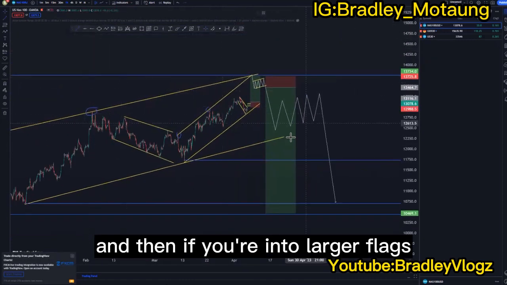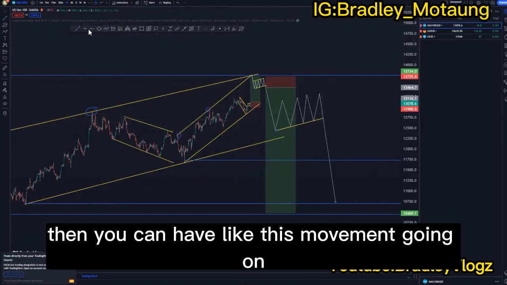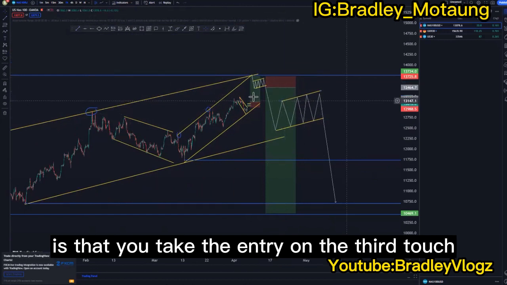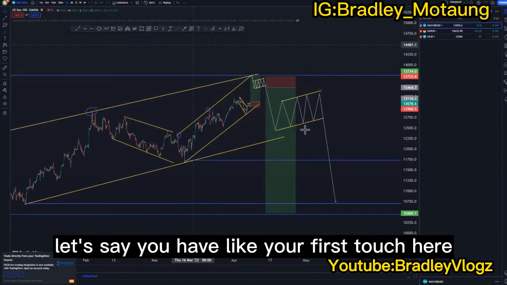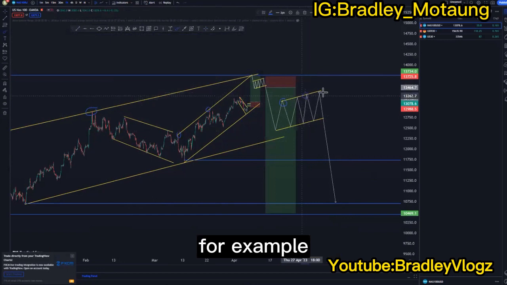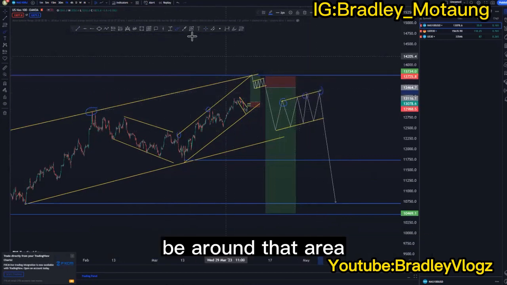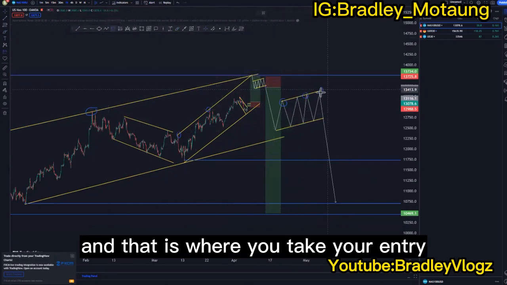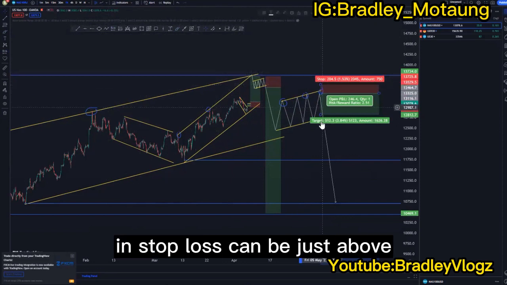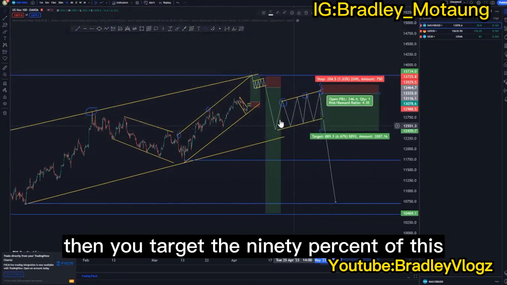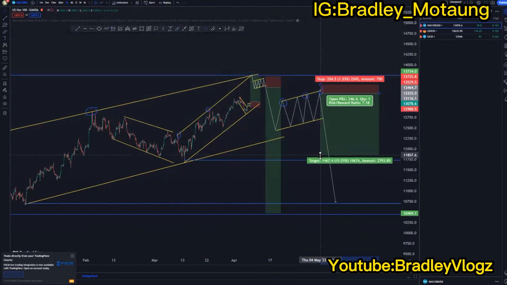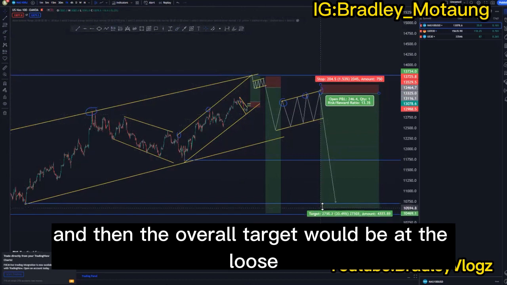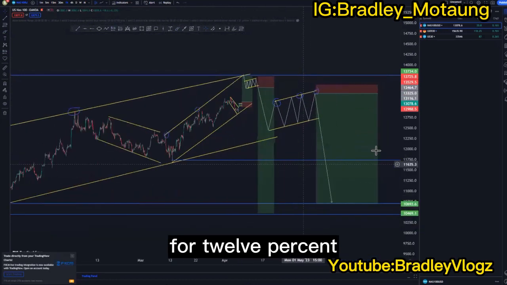And then if you're into larger flags, then you can have this movement going on. And then initially, what you do is that you take the entry on the third touch. Let's say you have your first touch here, your second touch, for example, and then the third touch would initially be around that area. Then that is where you take your entry at the top of the structure, just like this. Your stop loss can be just above. Then you target the 90% of this larger pattern, and then the 90% of the ascending channel, and then the overall target would be at the lows, which is like this, for 12%.